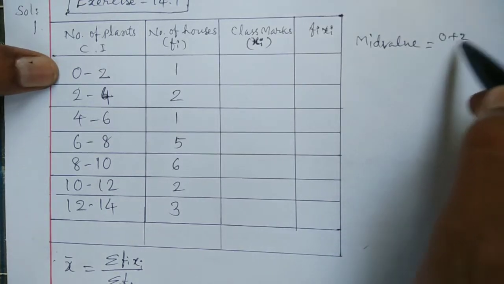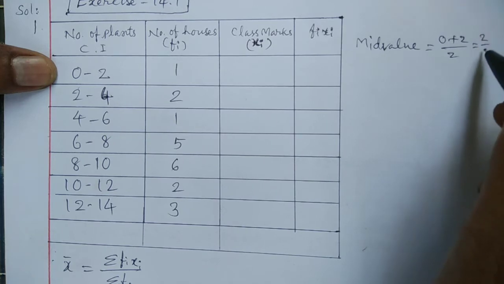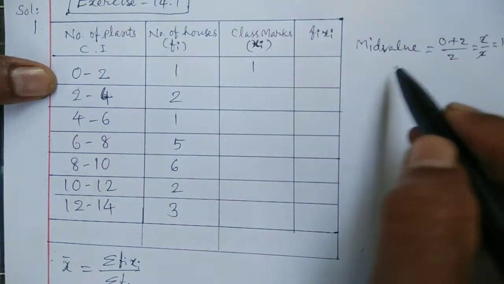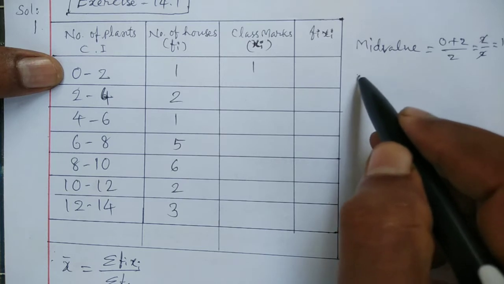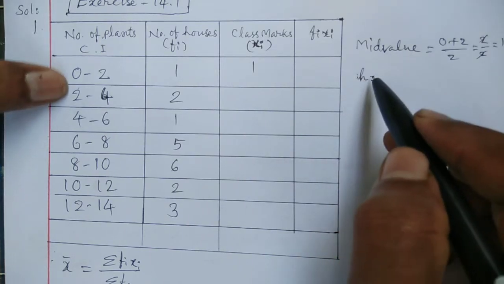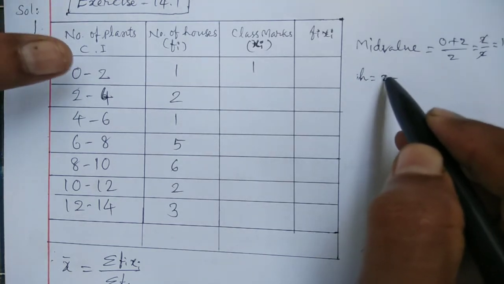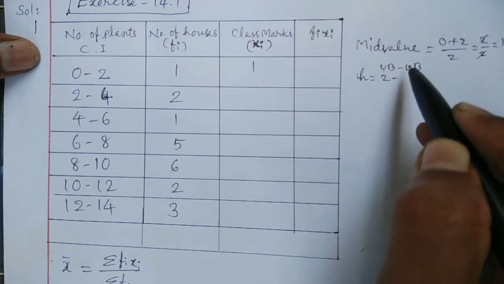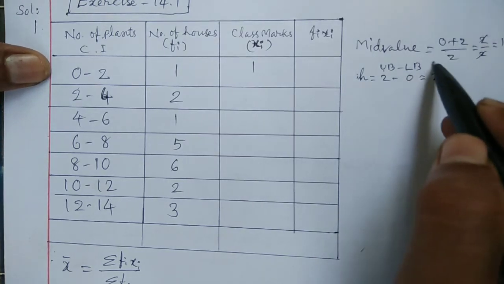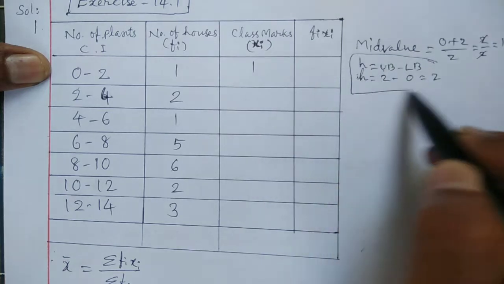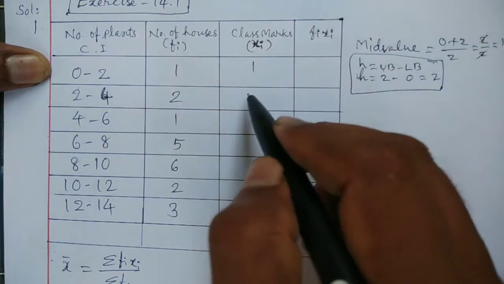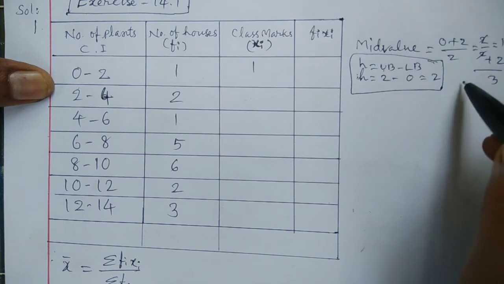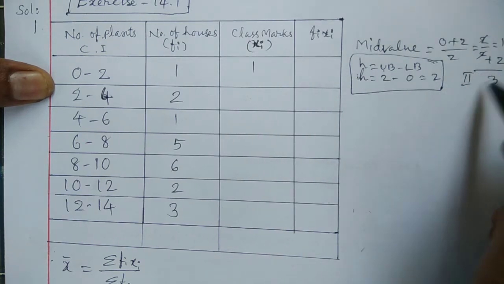0 plus 2 by 2, that is 1. Next onwards, we can add the height of the class. Height of the class h is equal to upper boundary minus lower boundary, 2 minus 0. So we have to add this height of the class to find the next class mark. 1 plus 2 is 3. So this is the class 2 mid value.